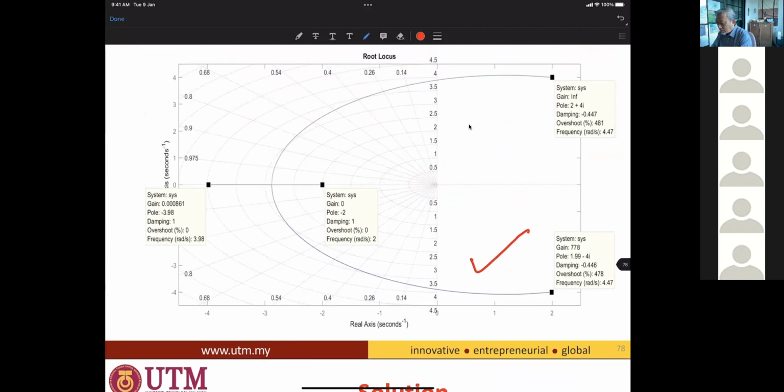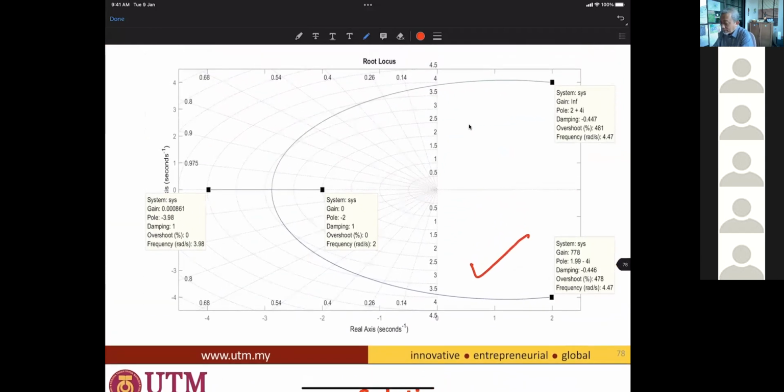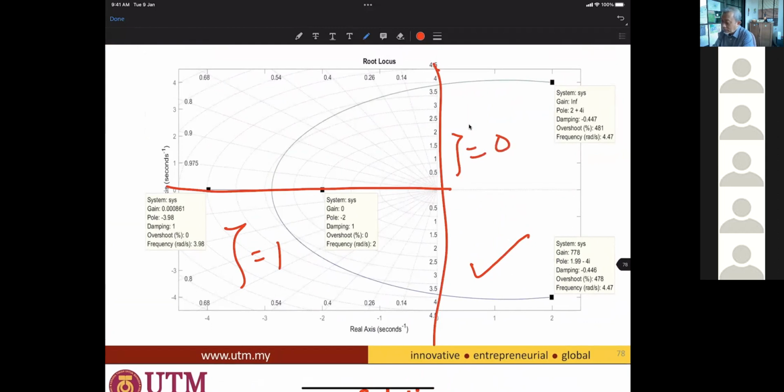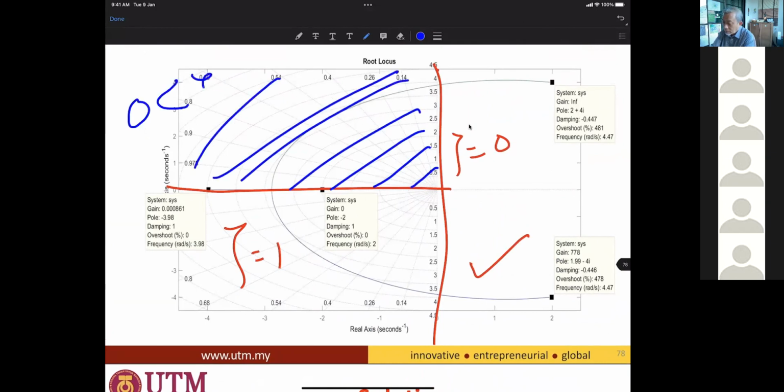Just a point of concern adalah damping. Tengok damping. Okay. So this part usually damping is equal to 1. Okay. And this part usually damping equal to 0. Okay. So this part, blue line, blue shaded line. Okay. Damping is 0, zeta equal to 1. Maknanya stable region. Stable region. So usually the system will operate at the stable region.